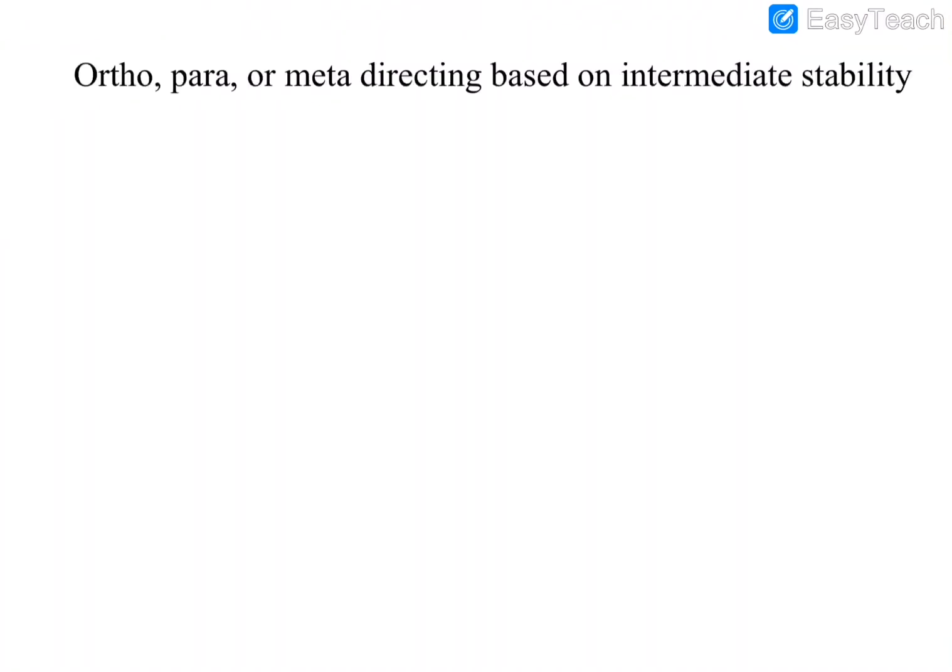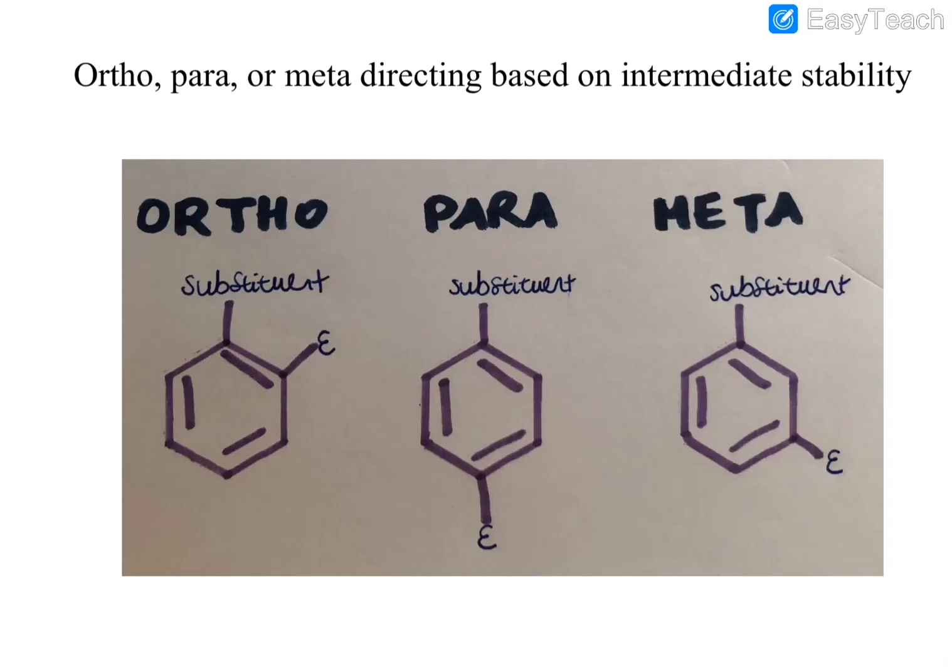So the next part of this learning objective is to see if a group is ortho, para, or meta-directing based on intermediate stability. Just to review, the ortho position is when the electrophile adds exactly one carbon away from the substituent, right next to it. Para is when the electrophile adds directly across from the substituent, so 1, 2, 3 carbons away. And meta is when the electrophile adds only 2 carbons away from the substituent. Only 1 carbon is left in between.